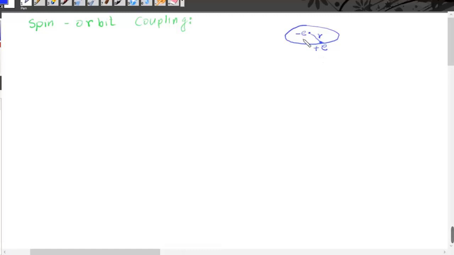the spinning electron. Now the Hamiltonian for this system is H = -μ·B, where B is the magnetic field of the proton and μ is the dipole moment of the electron. This magnetic field can be calculated according to the Biot-Savart law. For this system, the magnetic field is B = μ₀I / 2r.